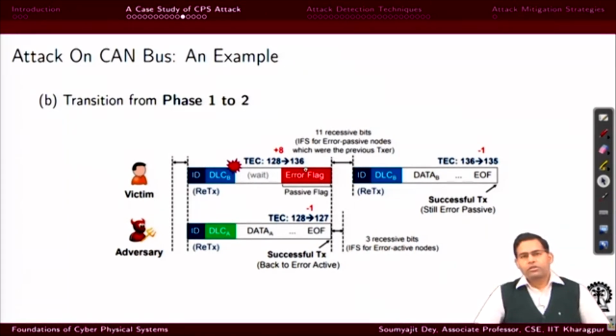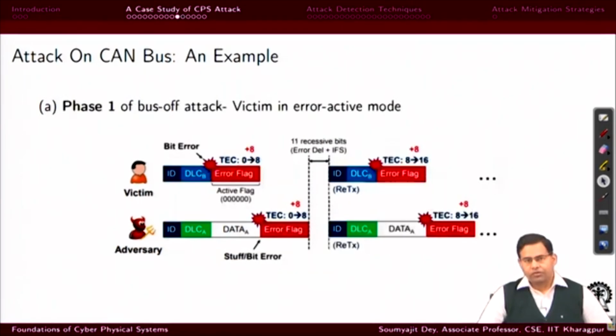If you remember the original automaton of this protocol, we said that when this goes beyond 127, beyond 128, it is moving from the error active to the error passive mode. So here, as you can see, when this goes from 128 to 136, the victim is following that original automaton and it is moving from an error active phase to an error passive phase. Now, what is the difference that comes out of this?